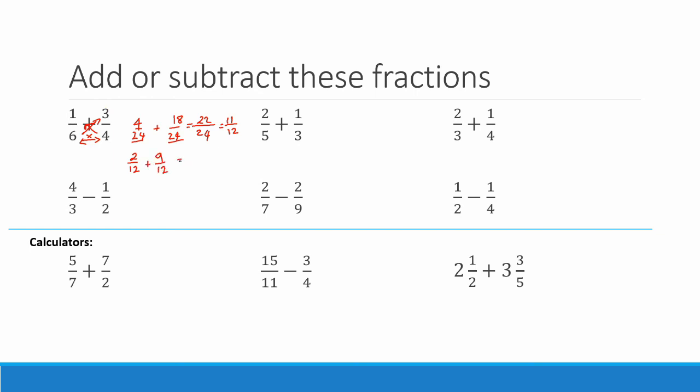Now when we add those together, we end up with 11 twelfths. And you can see that it's the same answer in the end. However, it's a little bit shorter and a little bit quicker if we do use the lowest common multiple. Either way is correct, although it's easiest if you know what the lowest common multiple is. If you don't, simply cross multiply and you'll still get there.